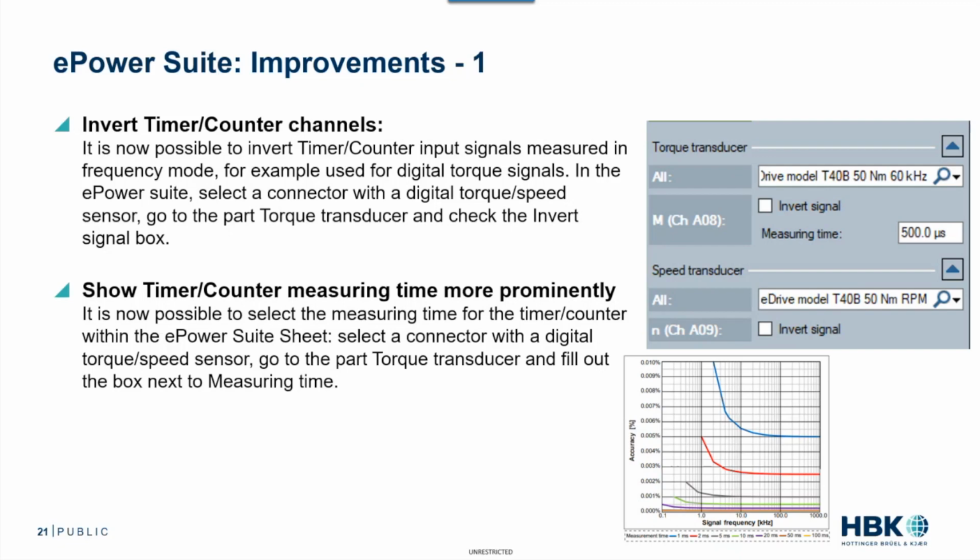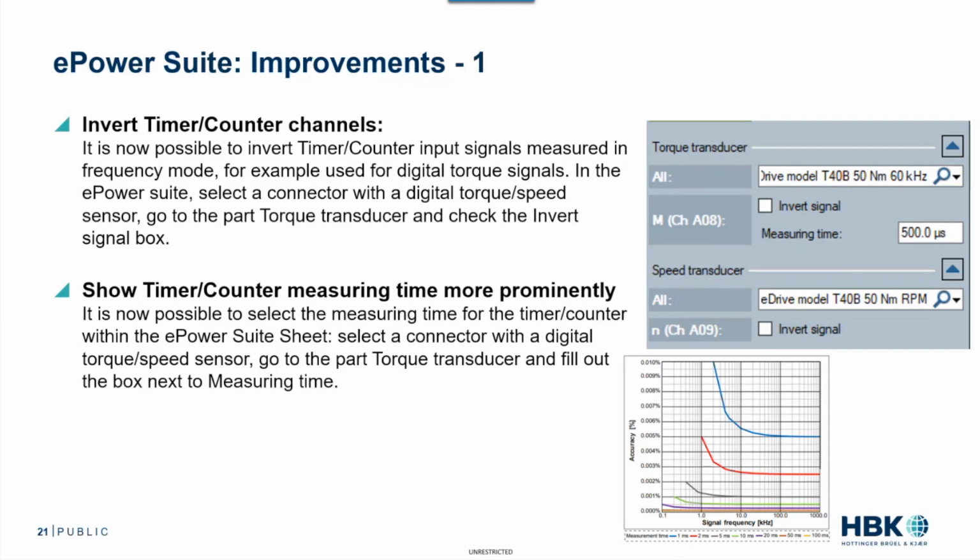The measuring time is important for two reasons. One, it determines the accuracy of your measurement. As you can see in the graph down here, depending on your signal frequency and the different measuring times, that's going to set the accuracy of that torque measurement for that timer counter channel.